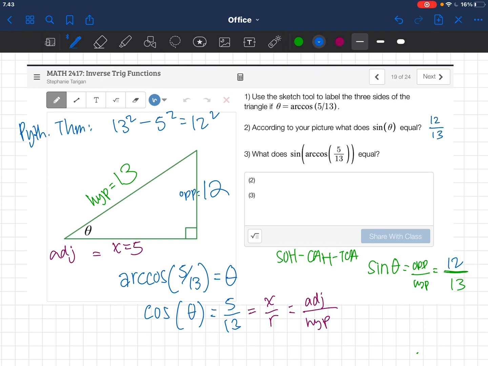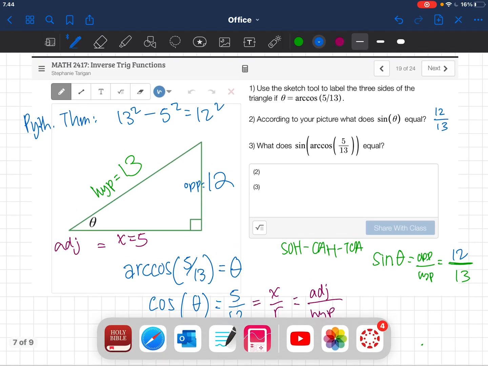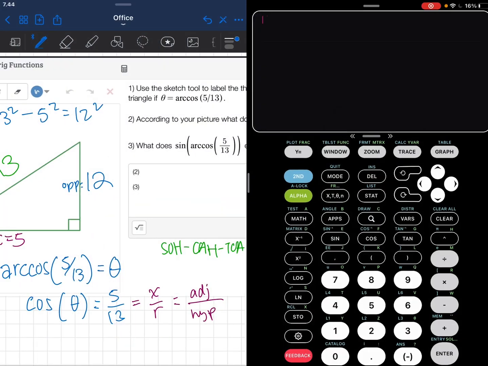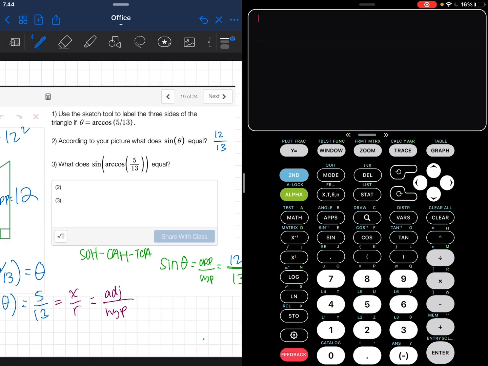Now they ask, what is sine of arc cosine of 5/13? And to be honest with you, I cannot calculate that. I would be impressed if someone can calculate that in their heads. So what I would suggest is pull out your calculator, and this is a perfect time for me to show you some of the stuff that we've been talking about in lab, how to enter these things into your calculator.